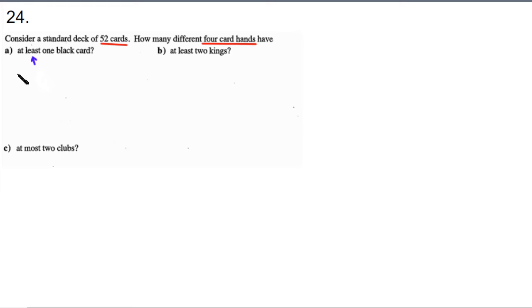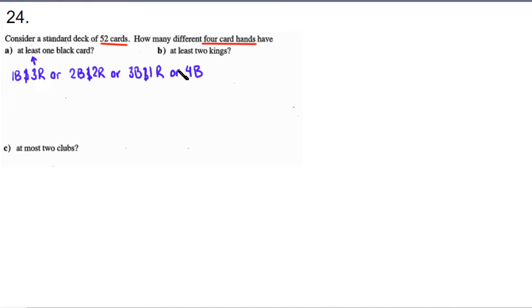So the scenarios that we're looking at are the following. We have 1 black card, and if we have 1 black card, the 3 other cards will be red. Or we have 2 black cards, and if 2 of the cards are black, then the other 2 cards will be red. Or we have 3 black cards and 1 red card. And finally, we could also have a 4-card hand that only has black cards. We would have 4 black cards.